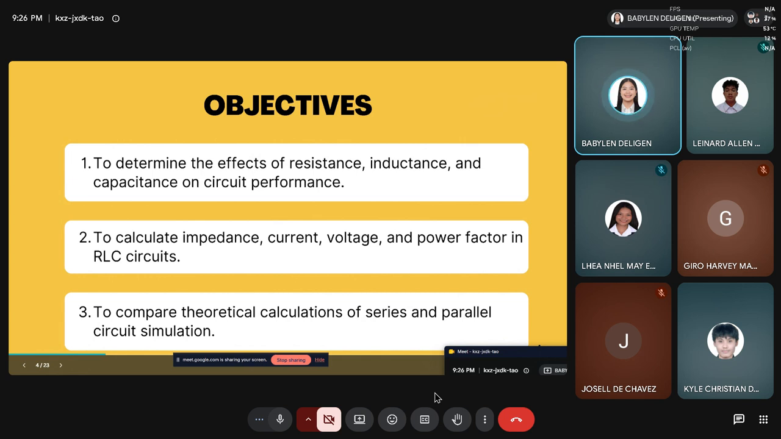For our objectives, the first one is to determine the effects of resistance, inductance, and capacitance on circuit performance. Number two, to calculate impedance, current, voltage, and power factor in RLC circuits. And lastly, to compare theoretical calculations with series and parallel circuit simulation.